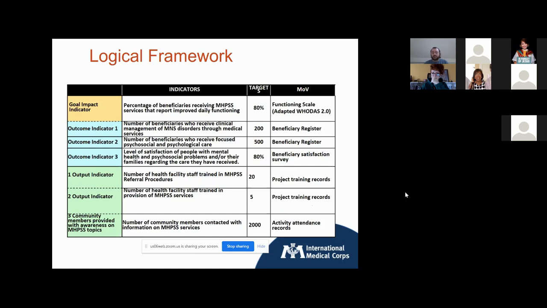The target is based on a sample of the community that we want to target, as well as internal resources and human resources specifically, as well as the timing of the project, in terms of how many sessions and how many outreach visits we think we can conduct within that time period with the staff that we have. The means of verification chosen here are activity attendance records. These can normally take the form of attendance lists for group activities or individual forms that are signed by people who receive outreach services, for example.